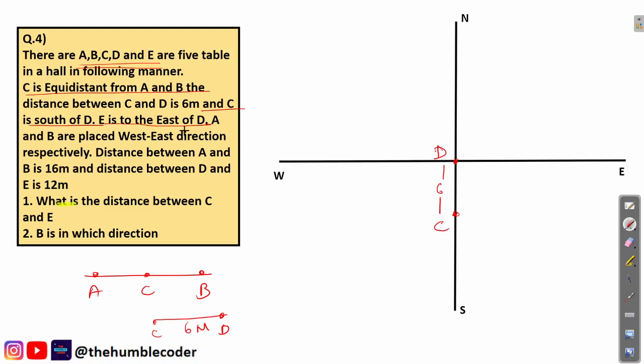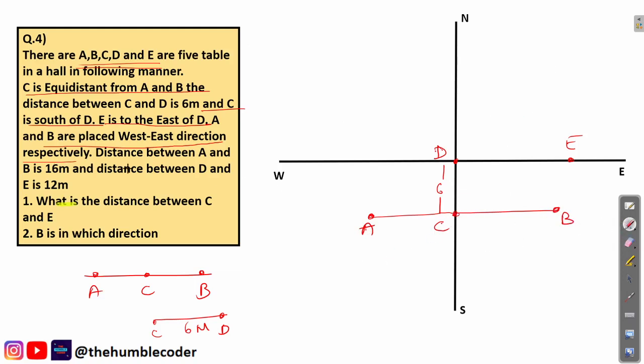E is to the east of D. We do not know as of now what the exact distance is, so we are just creating it and not marking the distance as of now. A and B are placed west and east respectively. So we know that A will come here and B will come here, but we do not know the exact position. But in the first statement it was given that A and B are equidistant. So we can consider that A will be here, B will be here, but we still need to find out the exact distance between them.